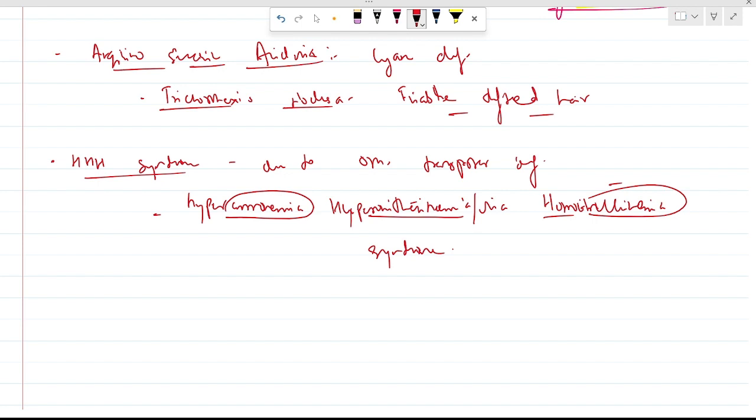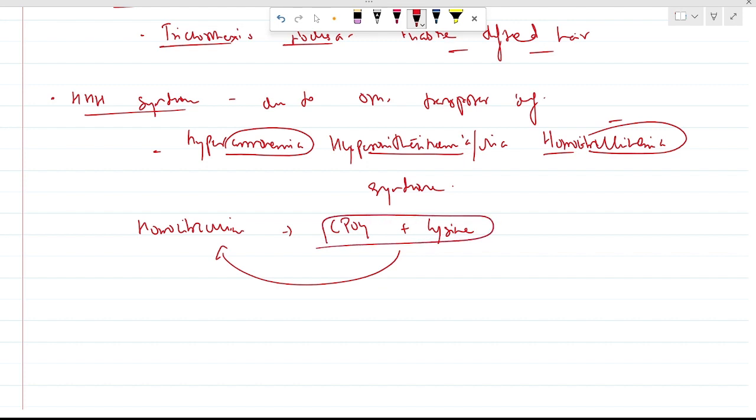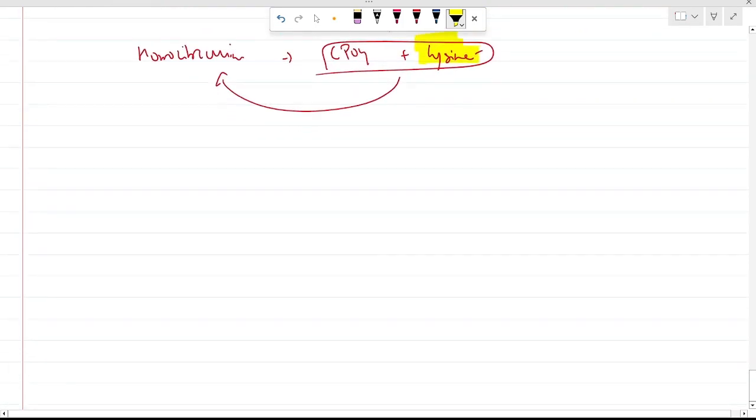How is this homocitrulline formed? Carbamyl phosphate, which was getting accumulated, reacts with lysine to form homocitrulline. Triple H: hyperammonemia, hyperornithinemia, homocitrullinemia syndrome, due to an ornithine transporter defect. In argininemia, we know it is due to arginase defect.